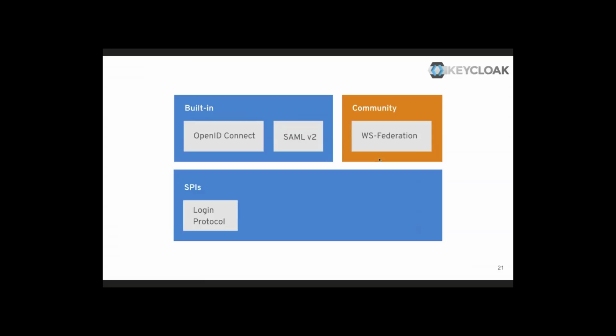So we can look at one more example for how SPIs are used. So we have login protocol, which is an SPI, and we've implemented the OpenID Connect and the SAML2 providers for this login protocol. And there's also community maintained protocols for WS-Federation and CAS. And these are all deployable directly to KeyCloak without having to fork or change the underlying code base in any way.